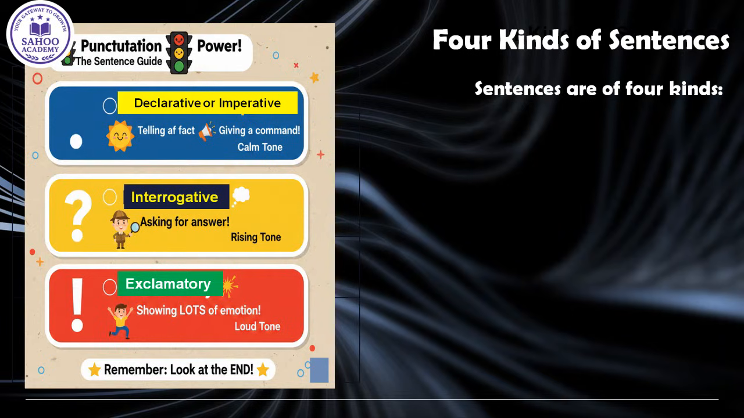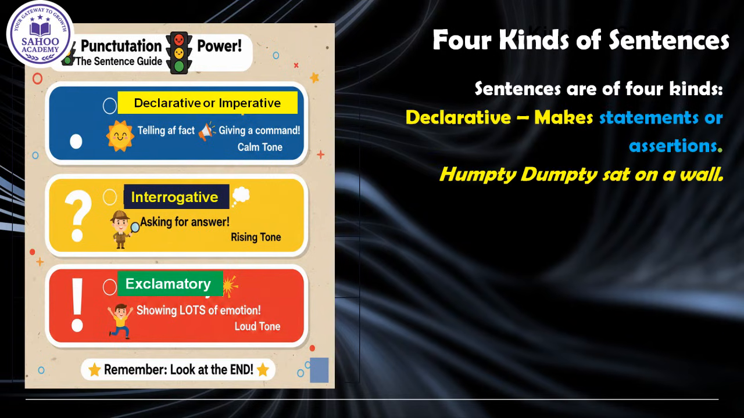They are the most common type. They simply make a statement or assert a fact. That's why they are called assertive sentences. They tell us something. They give us some information. For example, Humpty Dumpty sat on a wall. It is a straightforward statement. No question is there. No command is there. Just information and a statement.